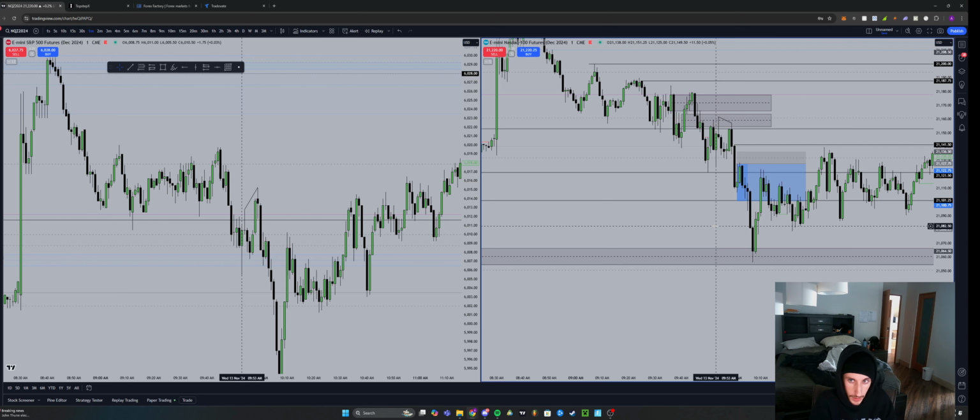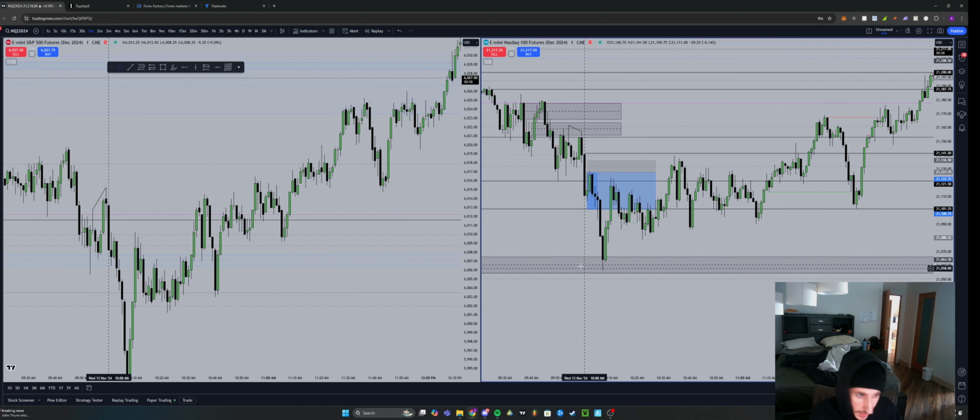There really wasn't much else. I mean, we hit this key level. We ended up chopping around for a solid hour and a half before we did get an SMT here with this low here and this low here.